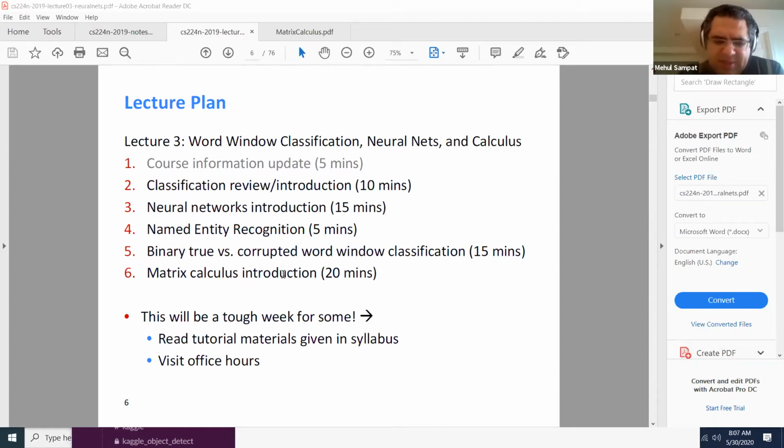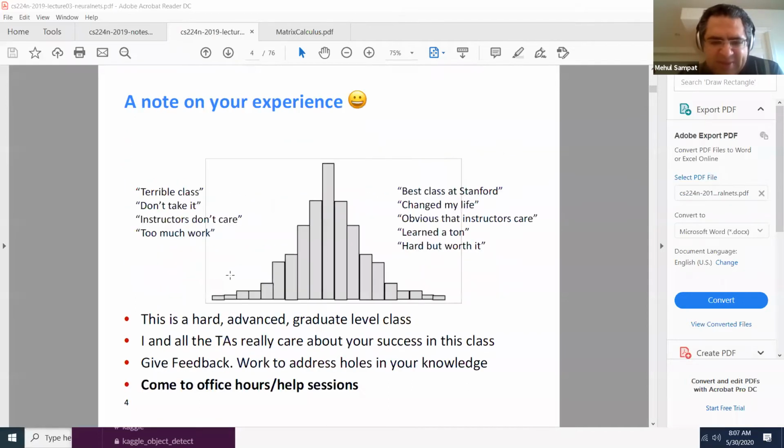And like Joseph said last time, Joseph was showing this graph, the response from the students. The material is pretty hard, but it's worth it.